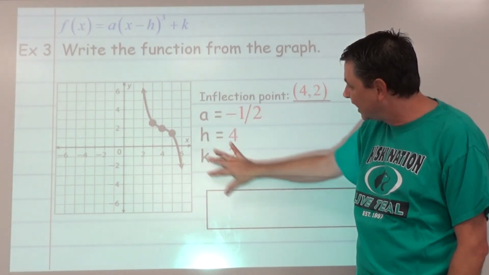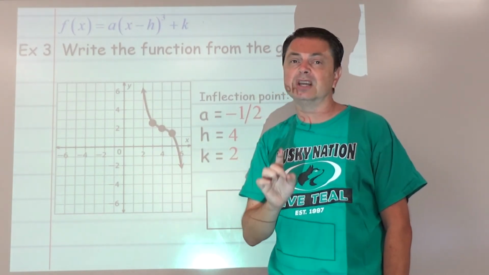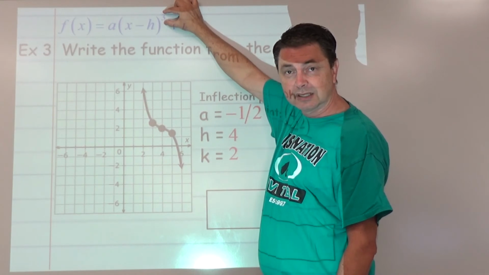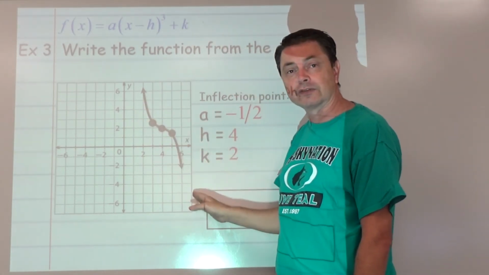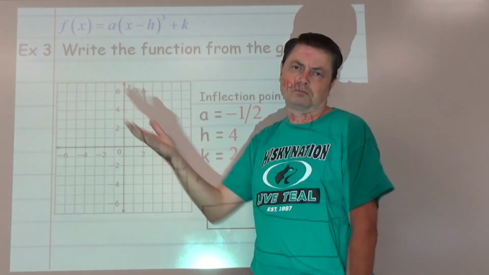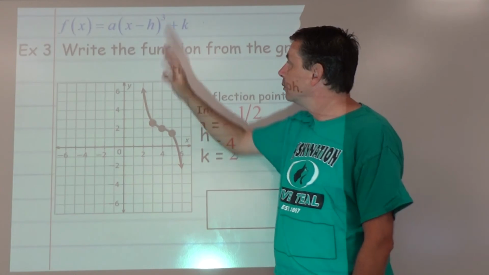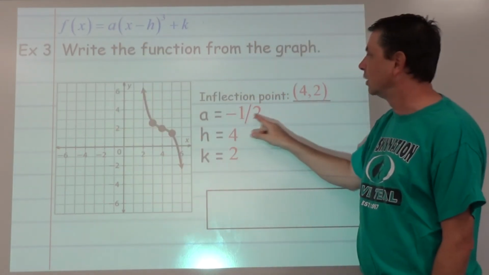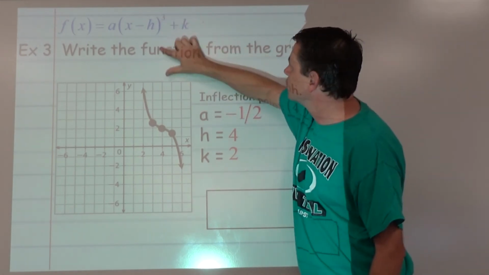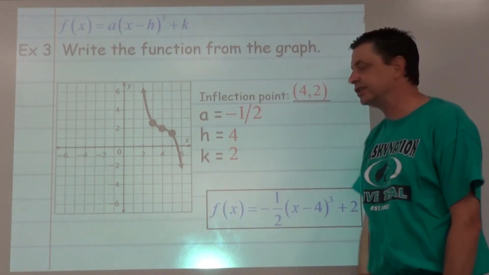So we just take our a, h, and k, plug them in here. I will tell you it's a very common mistake to leave off the exponent. The exponent gives it the curved shape. Can't leave off the exponent. So we've got f of x. You can actually use any name you want to. K of x, whatever. F of x is equal to negative 1/2, parentheses x minus 4, close parentheses cubed, plus 2 is our function.